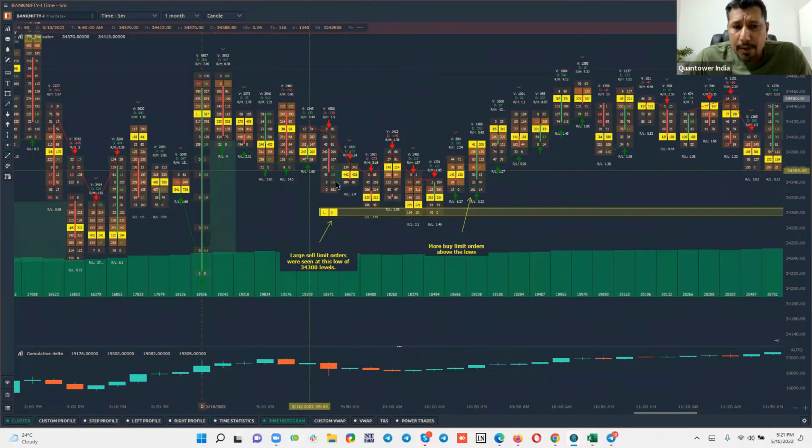So maybe almost 150 points, 140 points it moved. So you would have had a risk reward ratio of at least 2 times. Similarly, the market made a low out here at these levels.